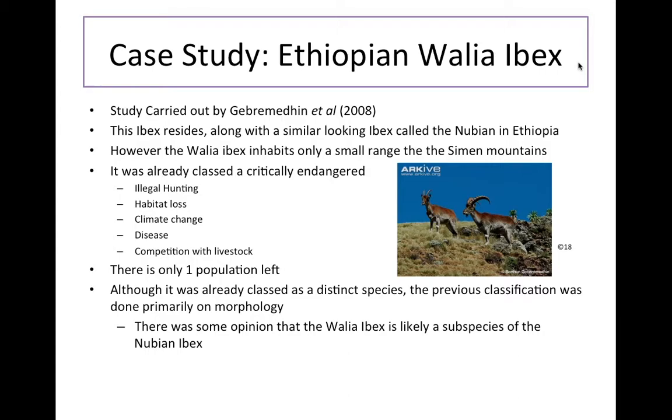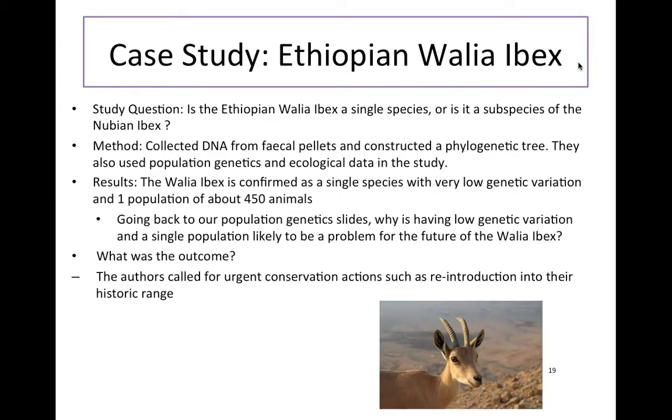Although it was already classed as a distinct species, the previous classification was done primarily on morphology, and there was some opinion that perhaps the warrior ibex is likely a subspecies of the Nubian ibex, which would mean it wouldn't necessarily need such rigorous conservation efforts because it would just be a subspecies of another ibex whose population is perhaps not suffering as much. So the study question was, is the Ethiopian warrior ibex a single species or is it a subspecies of the Nubian ibex?